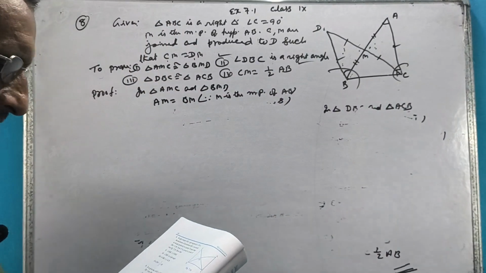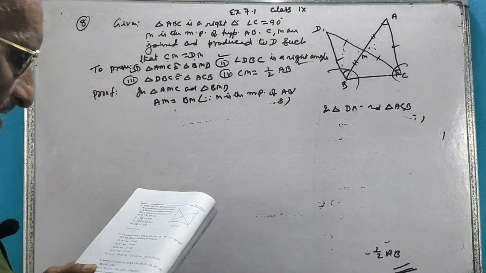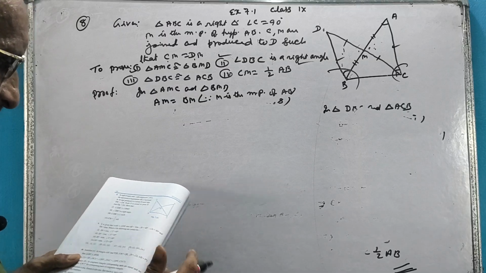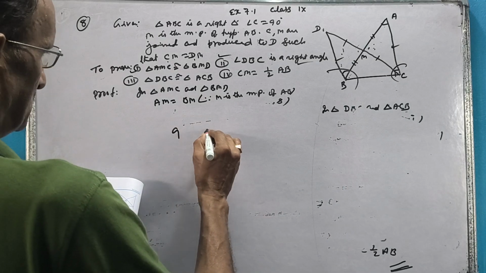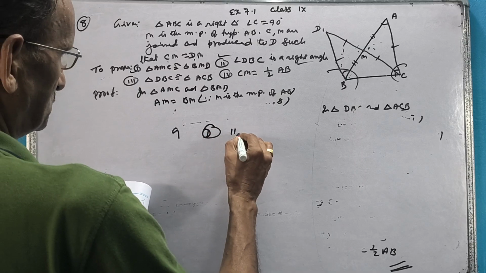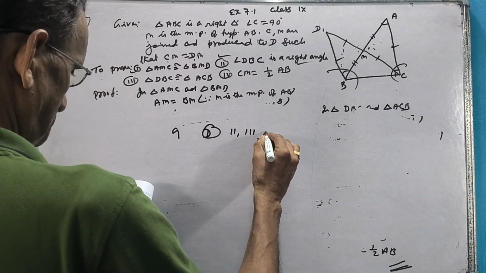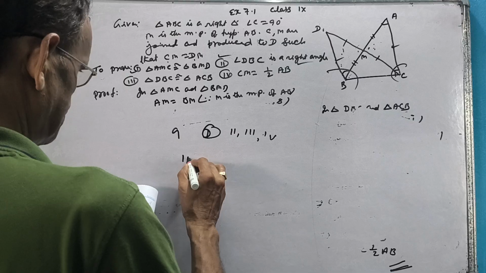Many things will be equal, no? So 2 is also correct, 3 is also correct, and 4 is also correct. So option D will be correct: 2, 3, 4, and 10.